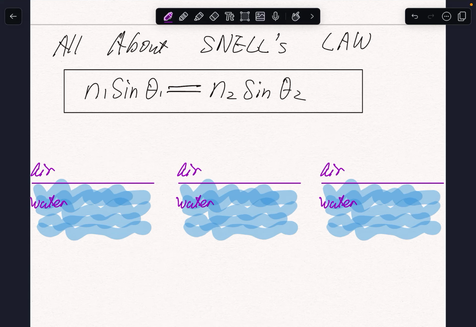So today let's talk about Snell's law. As you can see from the box, this is the equation for Snell's law, and now let's break down each component.